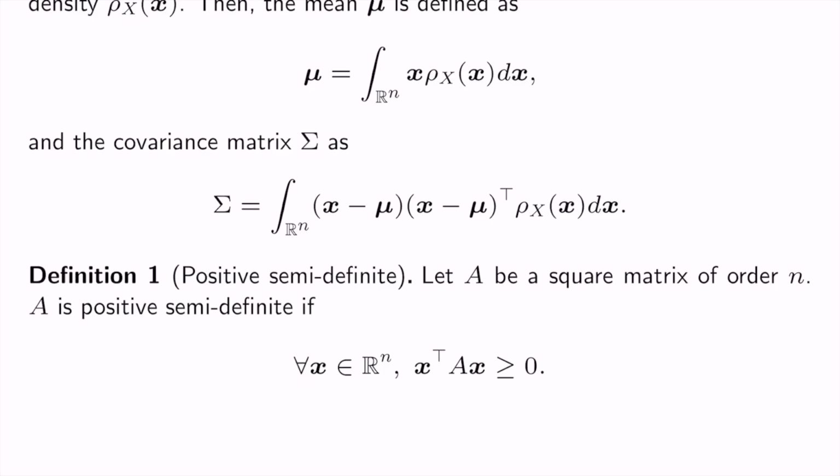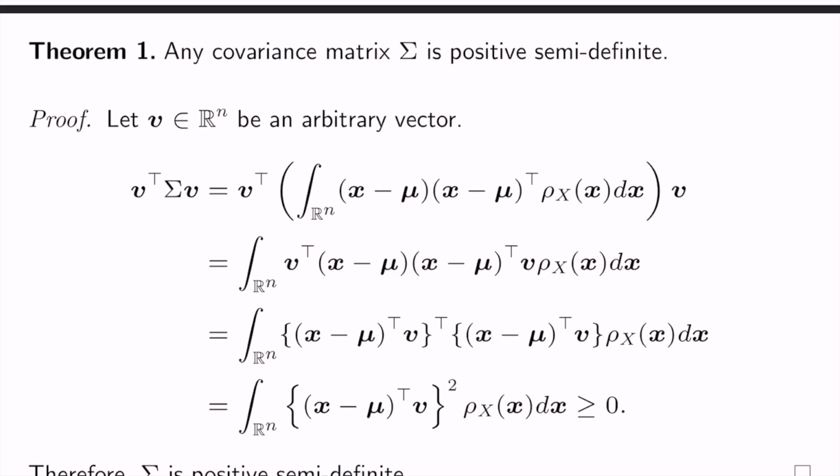It's a real number. So if this holds for any vector x, then the matrix is said to be positive semi-definite. So we are claiming that any covariance matrix satisfies this condition. For any univariate distribution, the variance is always non-negative. So this positive semi-definiteness corresponds to that fact in the case of multivariate distribution. Now, let's move on to the proof. We are claiming any covariance matrix sigma is positive semi-definite.